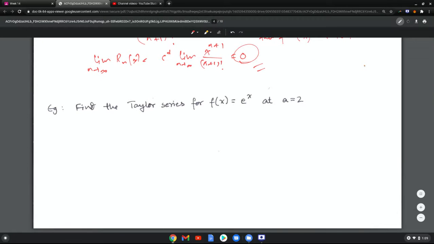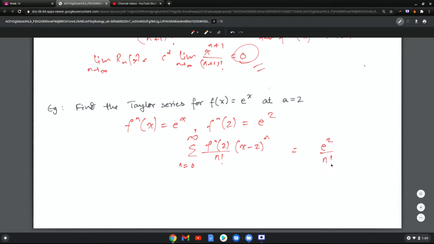Find the Taylor series for f of x equals e to the x at a equals 2. So what we have is f prime of x is e to the x. Now f prime of 2 is e squared always. So the series is going to be the sum from n equals 0 to infinity. It's always f n at a over n factorial times x minus a to the power n, which becomes e squared over n factorial times x minus 2 to the power n, summing from 0 to infinity.